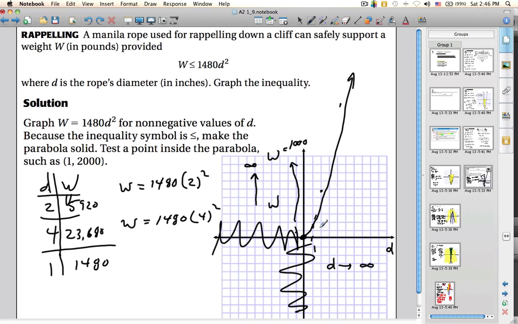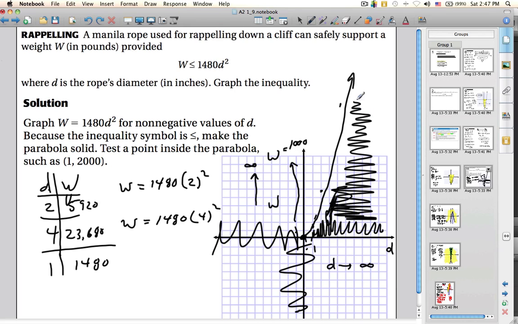And then the solution area, I want values of w that are less than or equal to this. So here's my vertex. I'd go down from there. That's outside. But I know it's not accurate for me to shade anything less than 0. So because I knew that everything was going to be in quadrant 1, I'm keeping my graph in quadrant 1. I'll never be able to explain how it is that my rope also holds negative weight.